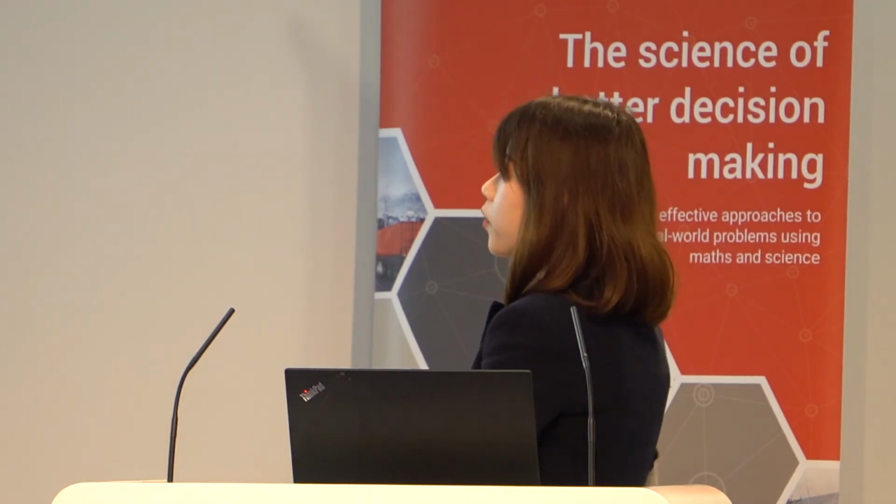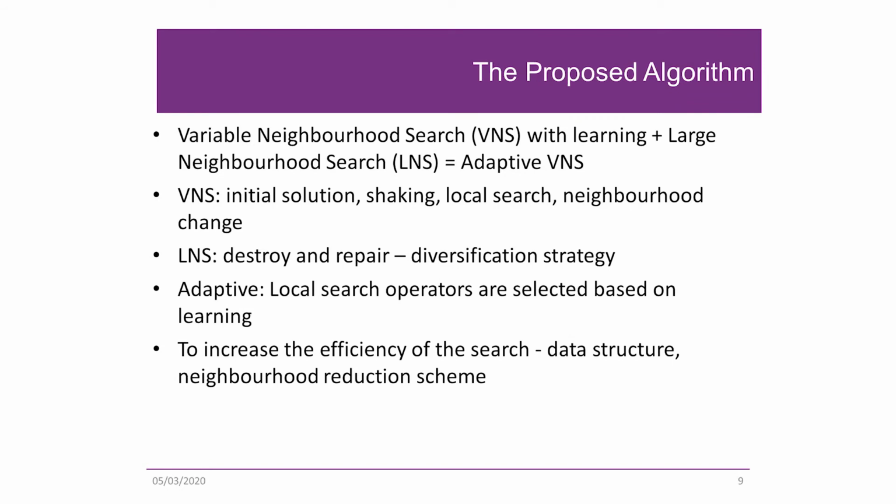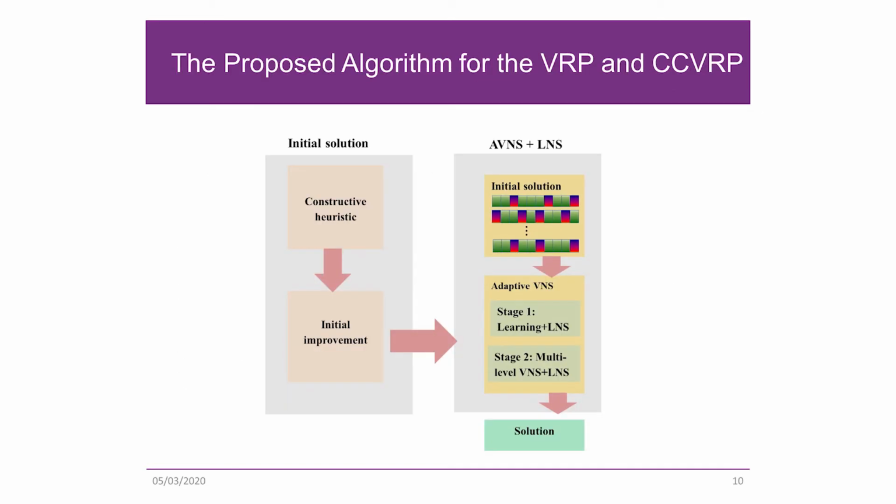To make my algorithm more effective, I also propose some data structures for recording the information, and also a neighborhood reduction scheme to make the search faster so that the computational time can be reduced. Now, I use the proposed algorithm to solve the classical VRP that I mentioned, and also the capacitated cumulative VRP. So here, I got the solution.